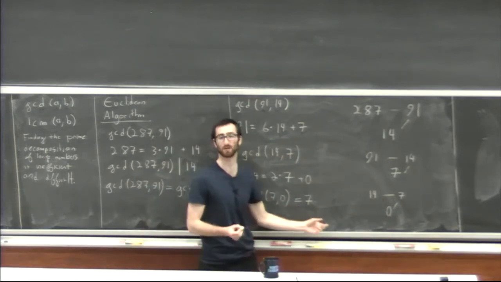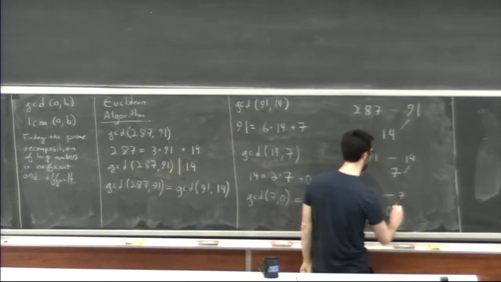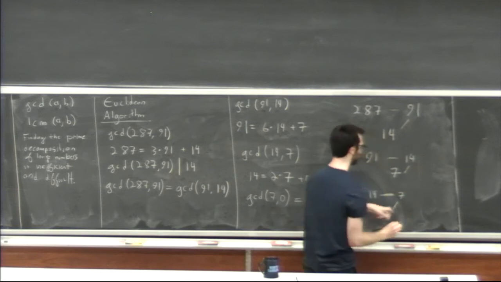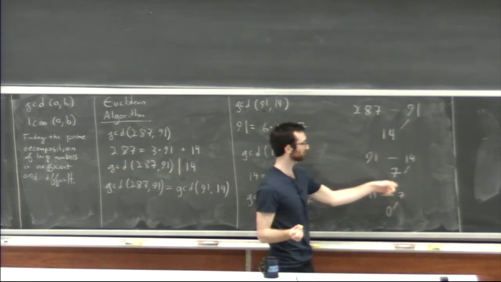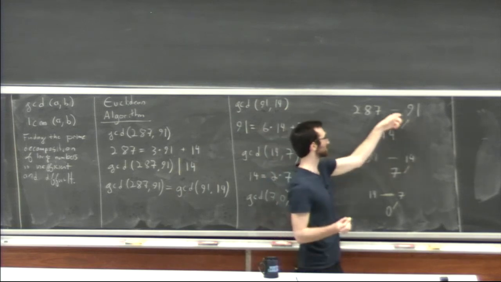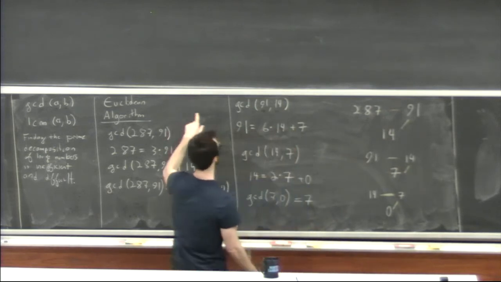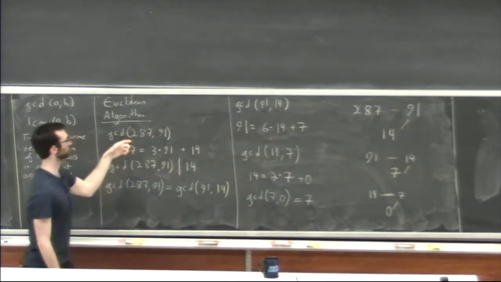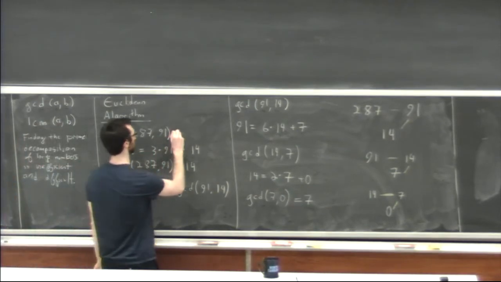So tracing back through, the GCD of 0 and 7 is 7. It's the same as the GCD of 7 and 14. That's the same as the GCD of 14 and 91. And that's the same as the GCD of 91 and 287. So at the end of the day, what is the greatest common divisor of 287 and 91? It's 7.